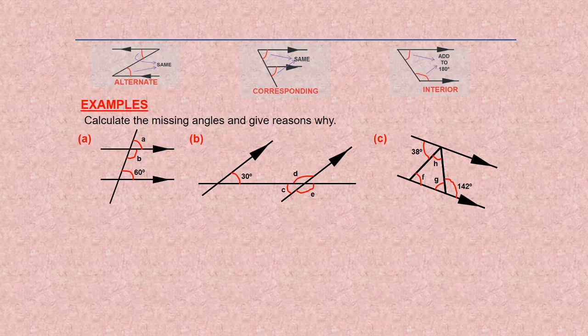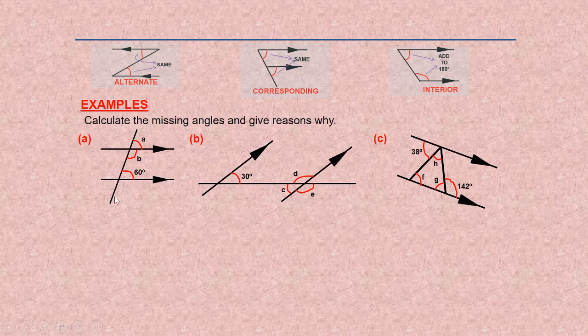Alright, here are 3 examples. I would like you to copy these down. So question A, we need to work out angle A and B. We're only given the 60. You can do them in more than one order. I'm just going to go through the letters, so I'm going to go A, B, C and so on.